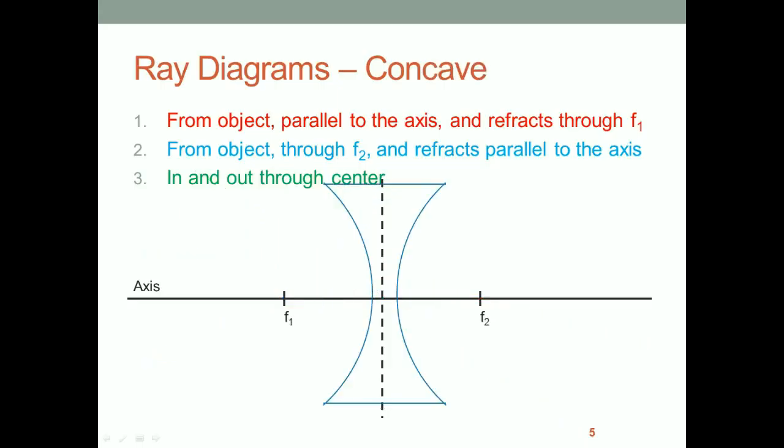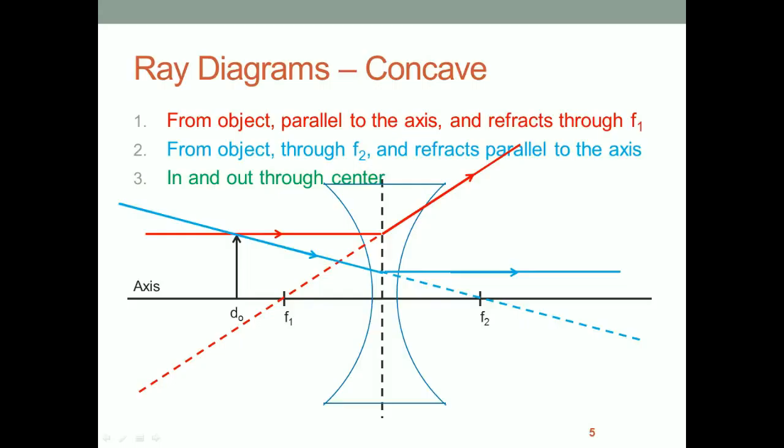Concave lenses only produce one type of image, therefore I'm only going to draw one ray diagram. Here it is. The first one goes in parallel to the axis, but out through F1. So I imagine this ray coming up through F1 and then going out on the far side of the lens. The second one goes in through F2, so I imagine a ray coming in, and then it would go through F2, but because the lens is in the way, it turns and goes out parallel. And the last one goes straight through the center.